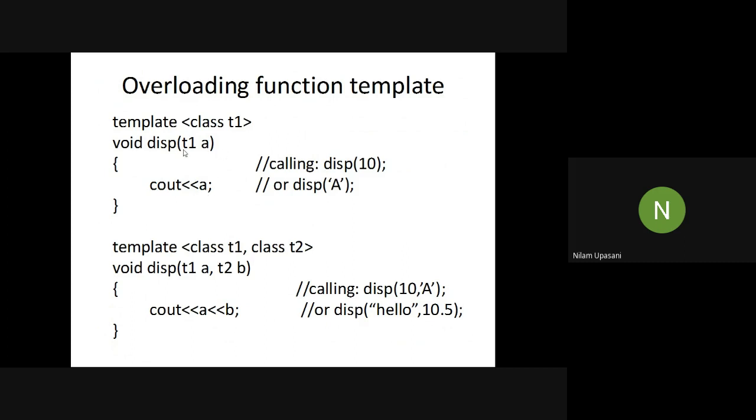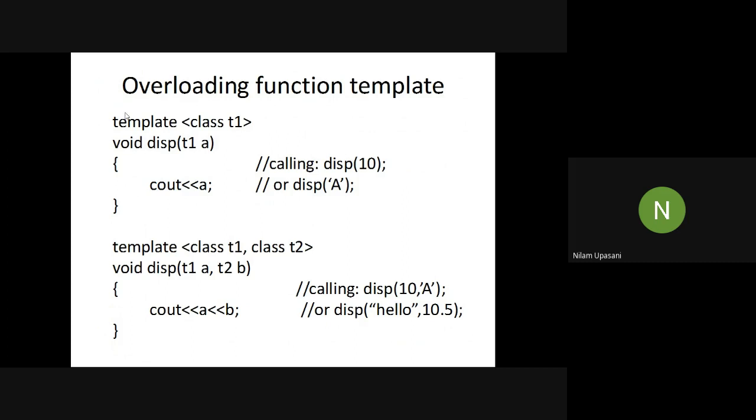Okay. Now how to call this display function? This is the way I can call. I'll say display 10. So now this T1 will be replaced with int. If I call this display with A in single quote, what is the data type here? Character. So now this T1 for this function call will be replaced with char. So this is how I can call this function.